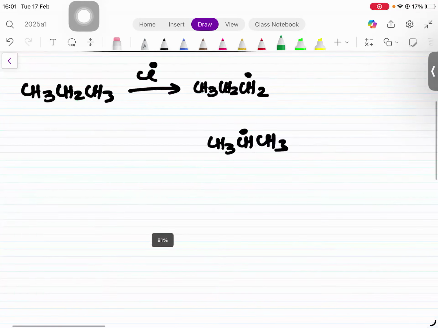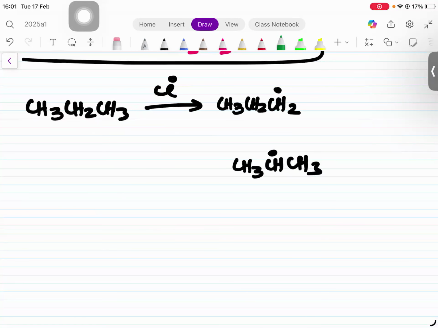Okay, now here think about before answering, what are the possible terminations for these when this propane is undergoing free radical substitution. Yeah. What are the possible termination steps between the carbon?